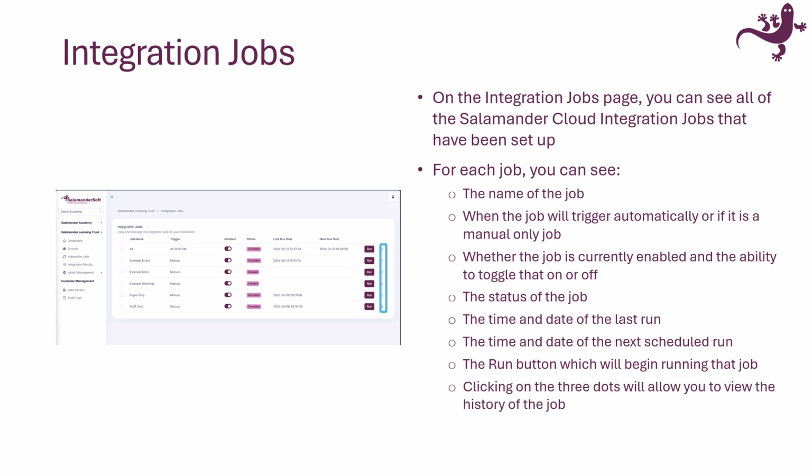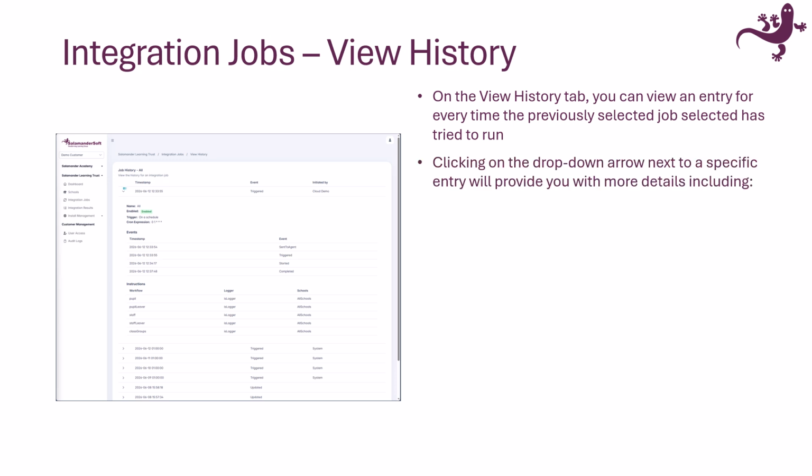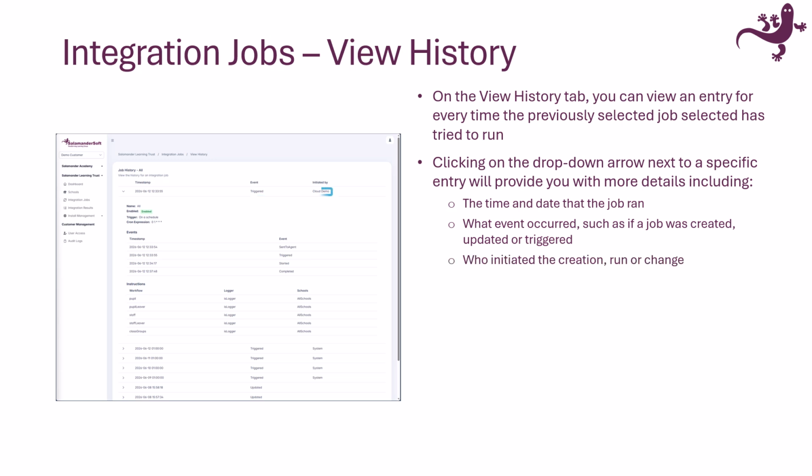Clicking on the three dots will allow you to view the history of the job. On the View History tab, you can view an entry for every time the previously selected job has tried to run. Clicking on the drop-down arrow next to a specific entry will provide you with more details, including the time and date that the job ran, what event occurred, such as if a job was created, updated or triggered, who initiated the creation, run or change, the name of the event, whether it is enabled, what the trigger is.